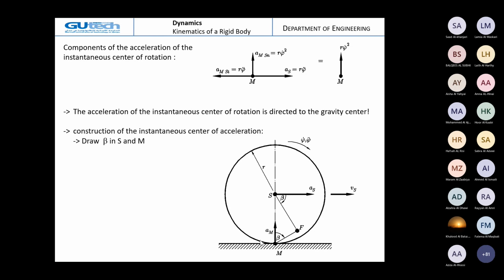As you can see, the point M is different from the point F. The instantaneous center of rotation is where the velocity is equal to 0 at this position. But the instantaneous center of acceleration is at this other position. That means at M the velocity is equal to 0, but there is acceleration. In this case at F, the acceleration is equal to 0, but there is velocity.